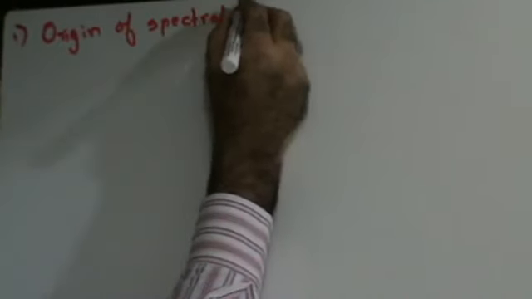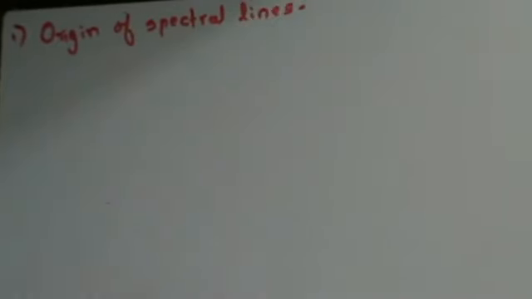Let's see this. What is the origin of spectral lines? Now, let's try to understand what are spectral lines. Now, the origin of spectral lines, specifically in hydrogen atom, can be explained by using Bohr's atomic theory.